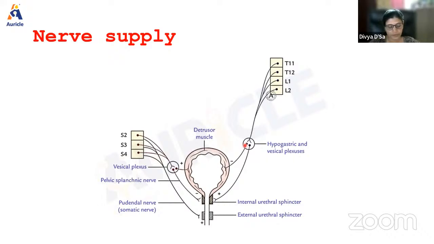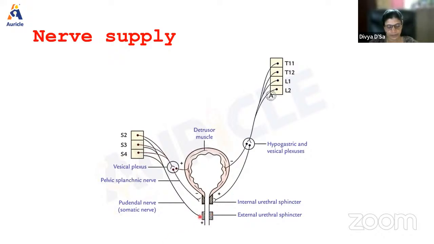The postganglionic motor fibers arise from the plexus and form the right and left hypogastric nerves. These hypogastric nerves descend by the side of the rectum, and they pass forward, where they reach the body and the neck of the bladder. This hypogastric plexus is situated at the sacral promontory. From there the postganglionic fibers begin, and they reach the bladder by forming the right and left hypogastric nerves, reaching the bladder's body as well as the neck.